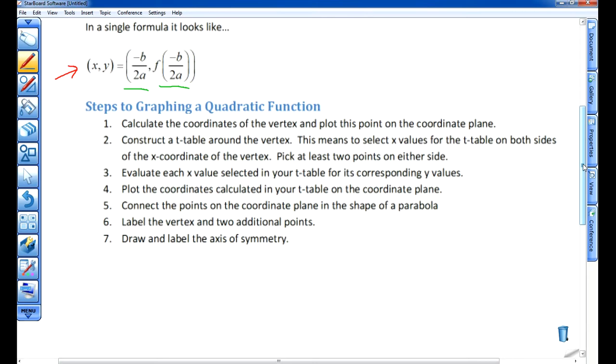What's nice about that is then we will be able to do step 4, which is to plot the coordinates calculated in your t-table on the coordinate plane. From there, it's as simple as step number 5, connecting the points on the coordinate plane in the shape of a parabola. And lastly, as a form of accounting for everything, we're going to label the vertex and 2 additional points, as well as draw and label the axis of symmetry.